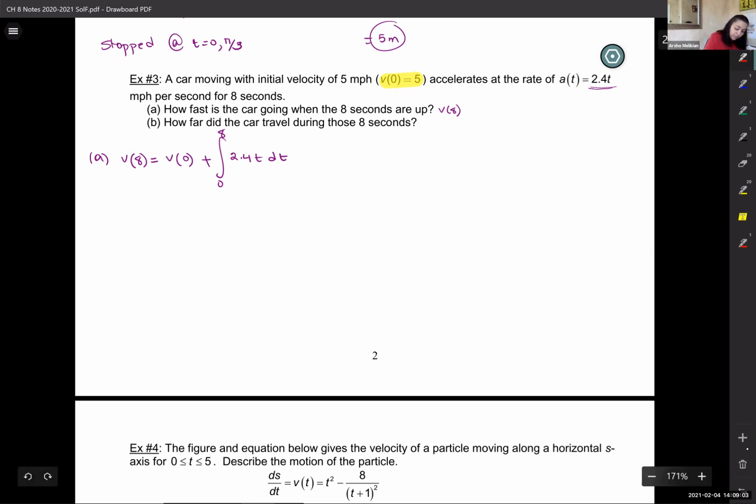Look, this 2.4 t is in miles per hour per second. But what's the unit for dt? That's an interval of time. Well, dt has the same units as these. And if it's from 0 to 8 seconds, then dt has units of seconds. So that means all of that together gives me miles per hour, which is velocity. So all that is going to give me a velocity.